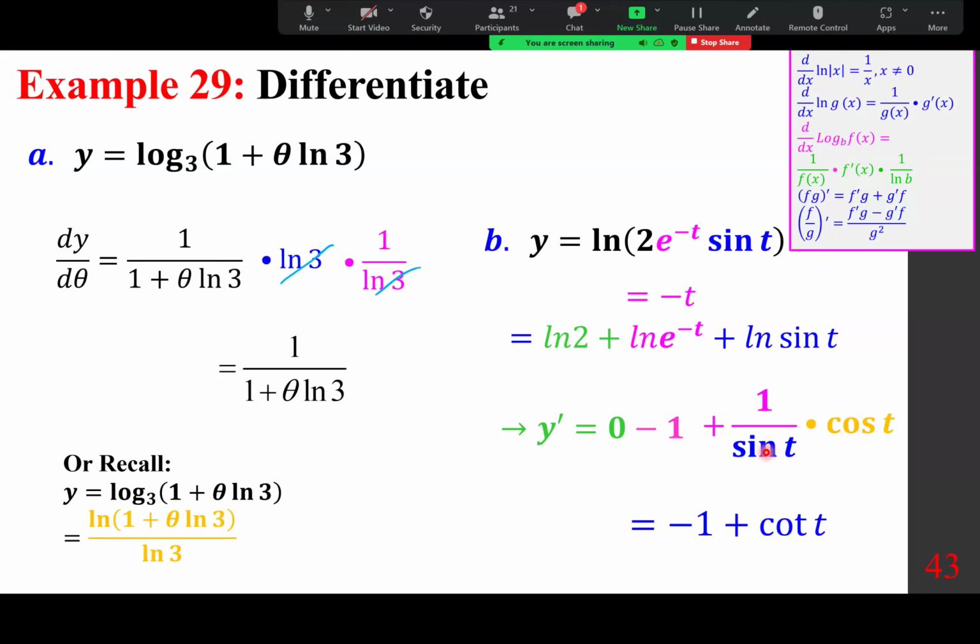Again, it's pretty straightforward, everybody. You should be very comfortable with logarithmic properties to make sure this is easy to handle.